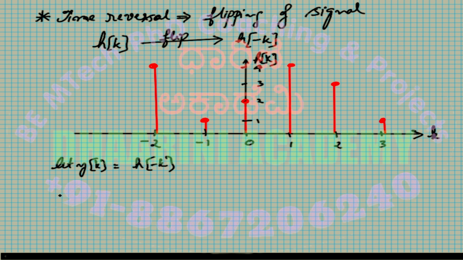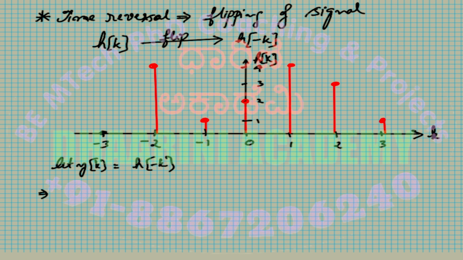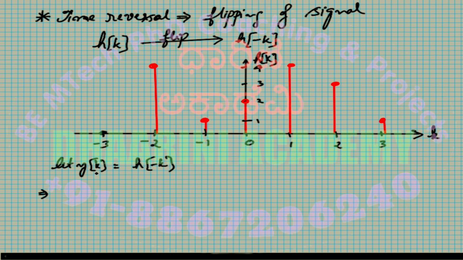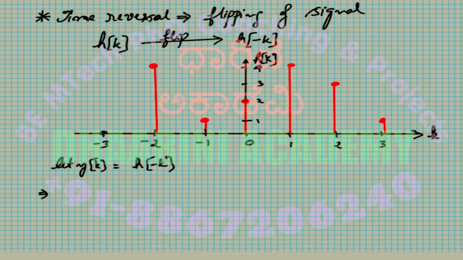The y of k indicates you can substitute the values from minus infinity to plus infinity, because my axis goes all the way from minus infinity to plus infinity, but it has values only from minus 2 to 3. At minus 3 the value is 0, and similarly at plus 4 it is 0. The signal does not exist outside this, so it is a non-repeating, non-periodic signal. So h of minus k, which I want to plot now, should look like this.